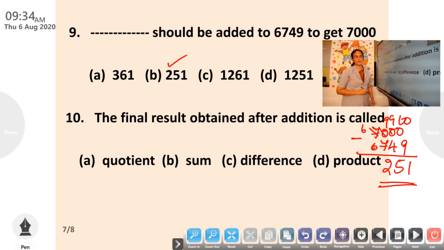Then the last question, the final result obtained after addition is called. The final result obtained after addition, the answer to addition, is called what? It's a very easy question. You can write the answer directly without doing any rough work. Okay, is it quotient, sum, difference or product? Which is the correct answer? Answer to addition. The correct answer is sum. So choice B, sum. Okay.